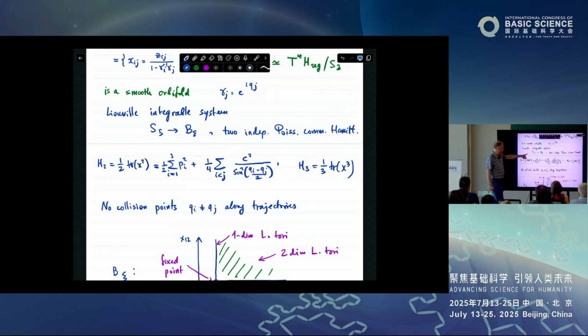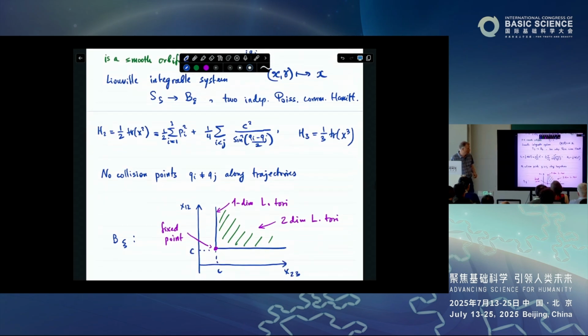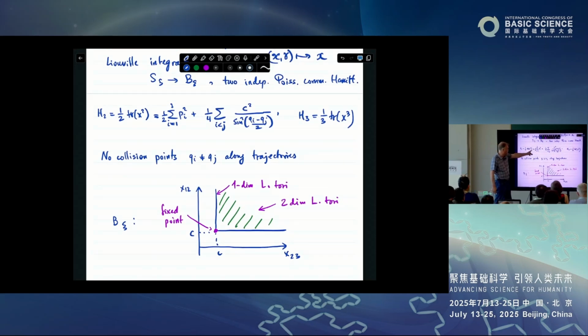And we have a Liouville integrable system, the projection from S to B. It comes from the projection of X, gamma to X. So B is a region in h star mod W. There are two independent Poisson commuting Hamiltonians, trace of X squared and trace of X cubed. So this is a very familiar Calogero-Moser-Sutherland system, which describes three particles on a circle. This is the kinetic part of the Hamiltonian. This is the interaction. C is an arbitrary real number. This is the classical case.